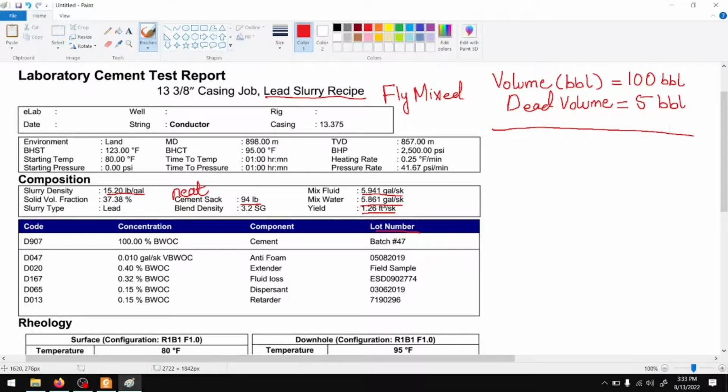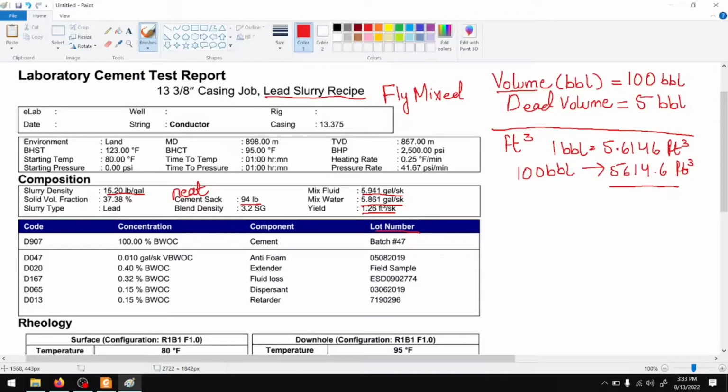The first step of any cementing calculation is to convert this volume into a unit you can use. We are going to use cubic feet. So 1 barrel is 5.6146 cubic feet. So 100 barrels will give you 561.4 cubic feet. So you have your volumes right away.